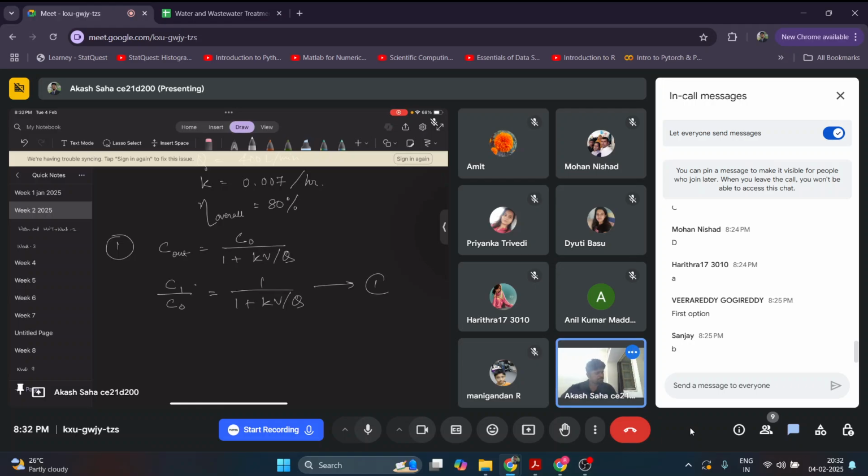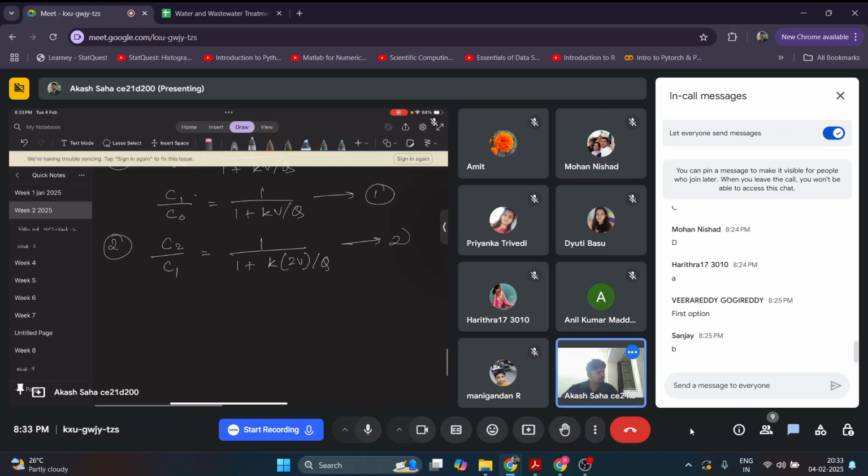This is equation 1. Now for the second reactor, what can I write? C2 by C1 is equal to 1 by 1 plus k, and now V is twice of the other V's, so I can write 2V by Q. Right? So this is my equation number 2. Now for the third reactor, what is coming out is CE, so CE by C2 is equal to 1 by 1 plus kV by Q. I can write it as 3.